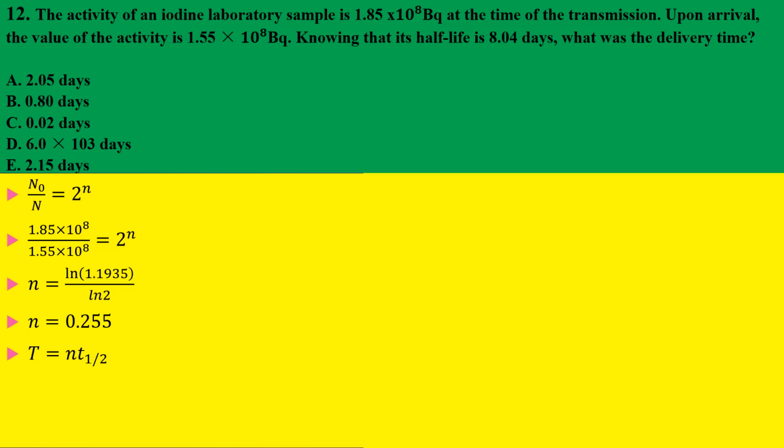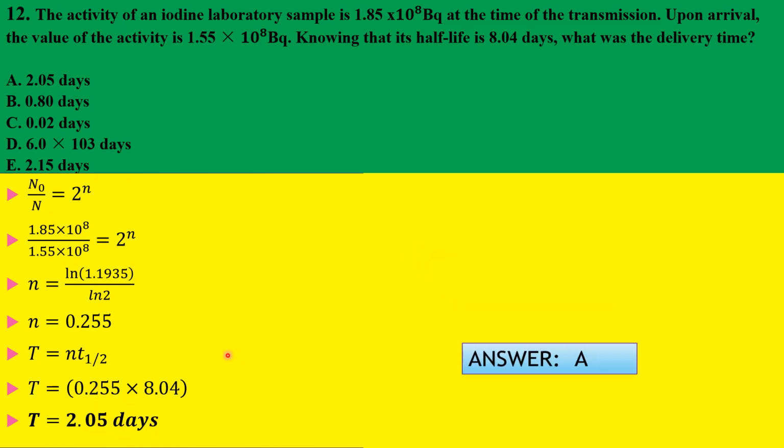So T equals n times T half. These are the two most important equations for activity that I use: N0 over N equals 2 to the power n, and T equals n T half. When you get n here, you now put it in here. The half-life of the radioactive sample is 8.04 days. So we have T to be 2.05 days, and our answer is A.